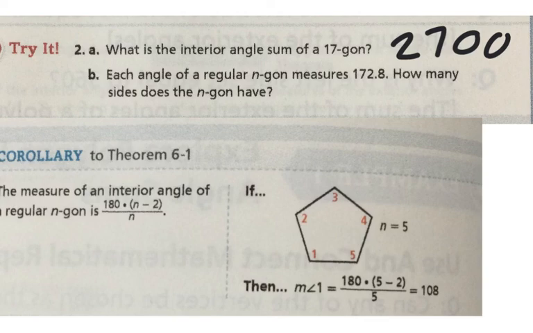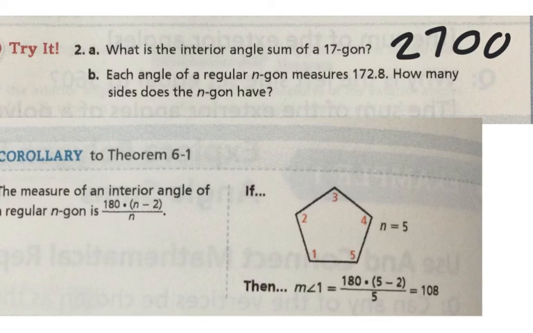So if n was 4, 4 minus 2 is 2. 2 times 180 is 360. So a 4-sided figure has 360 degrees. Now if I want to take that 360 and divide it evenly among all the angles, how many angles are in a 4-sided figure? 4. So I'm going to divide by that n. I'm going to divide by 4. And so 360 divided by 4 means I have 90 in every angle.